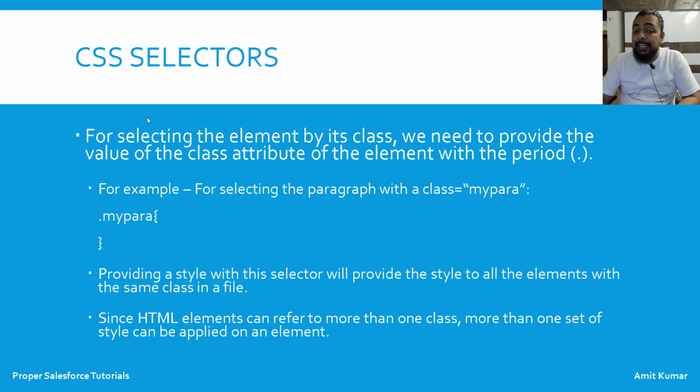Now for selecting the element by its class, we need to provide the value of the class attribute of the element with the period, that is dot. So for example, if the class of a specific paragraph or of multiple paragraphs is myPara, we will mention dot, which is period, myPara, and then the declaration block. Now providing a style with this selector will provide the style to all the elements with the same class in the file. Since HTML elements can refer to more than one class, more than one set of styles can be applied to an element.